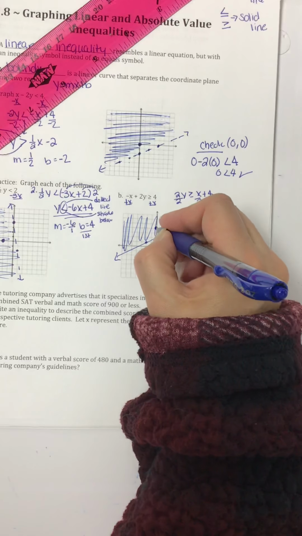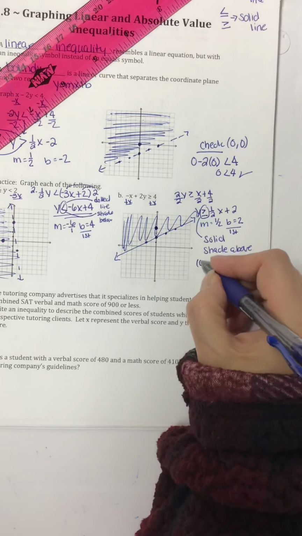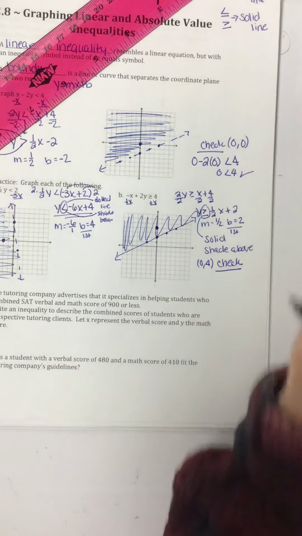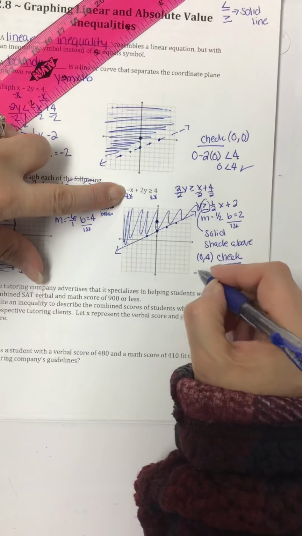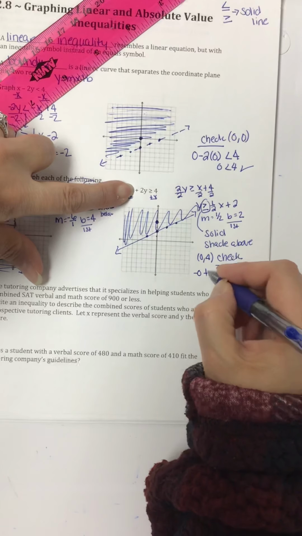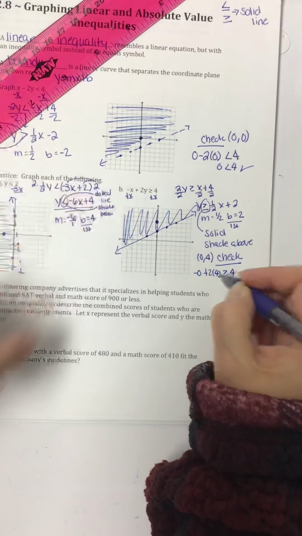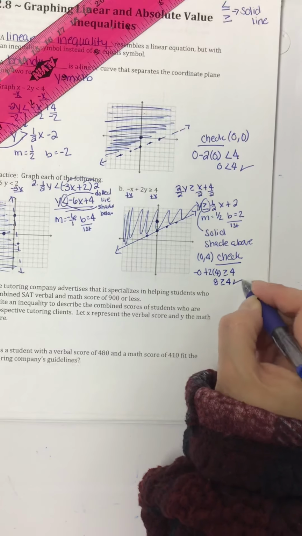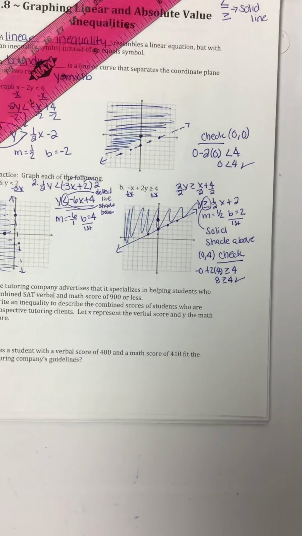I'm going to pick this right here. Let's see, what is that? 0, 1, 2, 3, 4. To check it, we plug in 0 for x plus 2 times y is 4. Is this greater than or equal to 4? Well, 2 times 4 is 8, and 8 is greater than or equal to 4. So it appears that we have graphed it correctly.